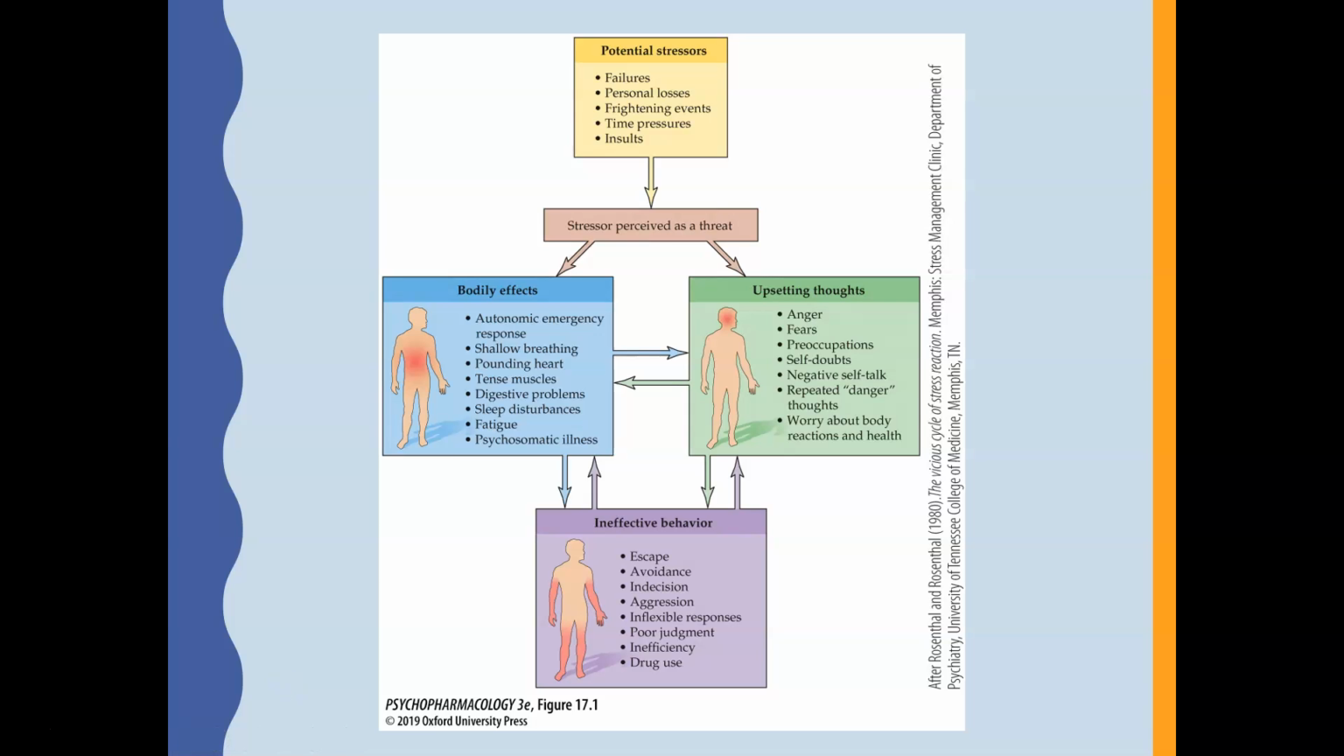So here is how our body tends to respond to situations related to stress. There are a lot of different things that can cause us stress. And let's be clear that even good things can be really, really stressful. But we're largely going to focus on negative stressors. That can include things like failures or the potential for failure, personal losses, frightening events, time pressure, like deadlines or getting ready in the morning, or insults. So your brain basically perceives this as a threat.